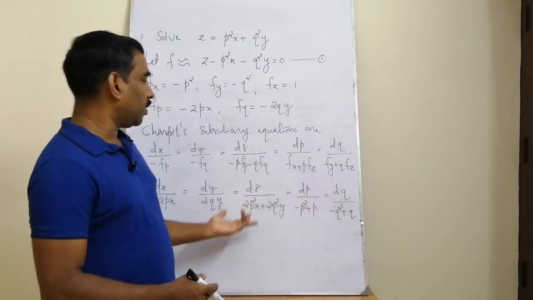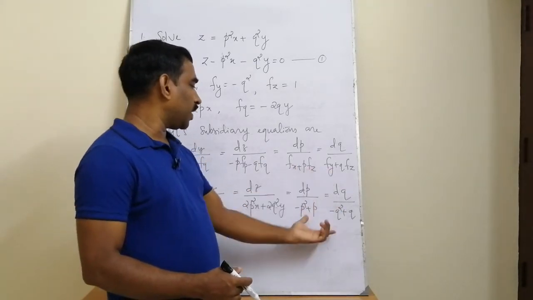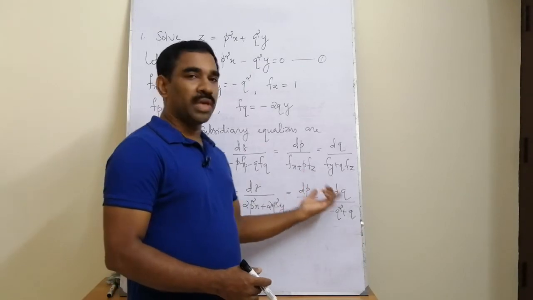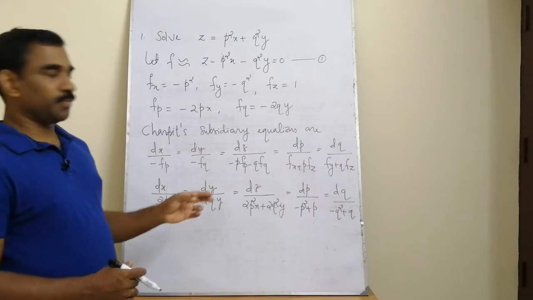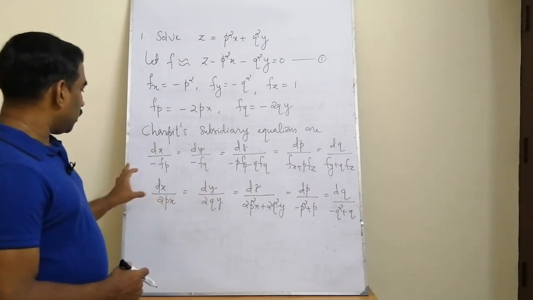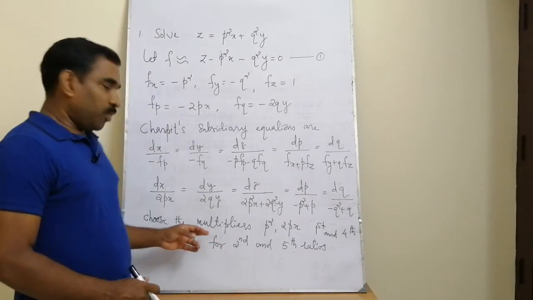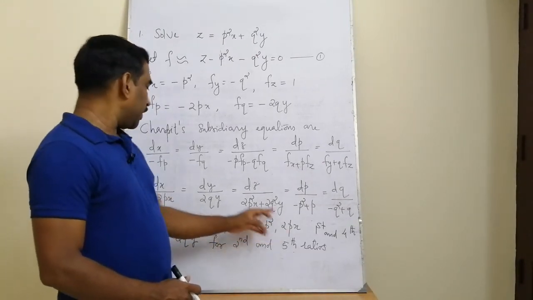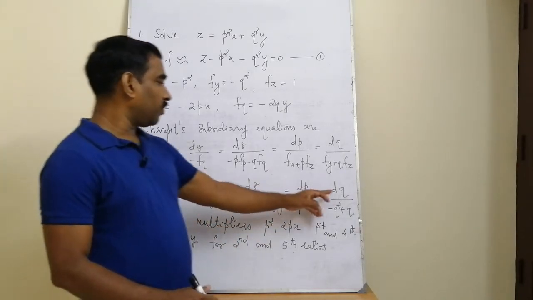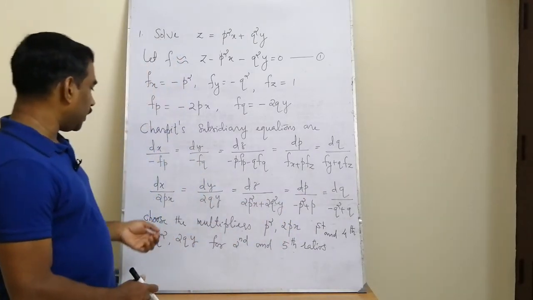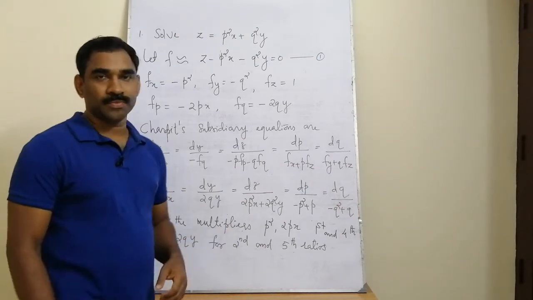In our previous problems, we have used the final ratios, fourth and fifth ratios, from which we can directly find the values of p and q. Here it is not possible. So here we are looking for certain proper multipliers, which will result in ratios which are in separable format. By properly choosing the multipliers p square, 2px for the first and fourth ratios and q square, 2qy for the second and fifth ratios, we can construct a new relation which is in separable format.